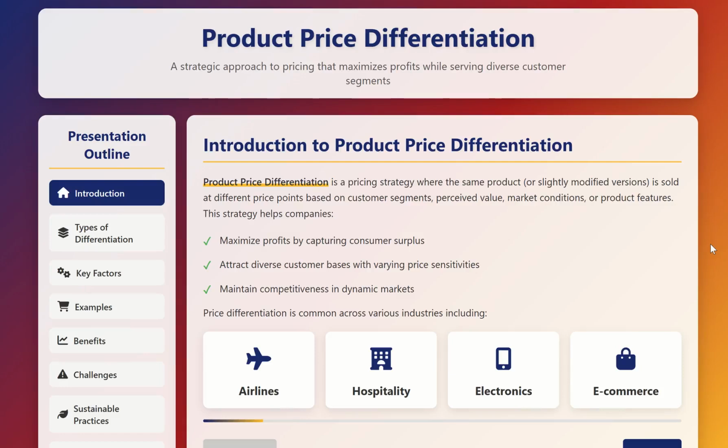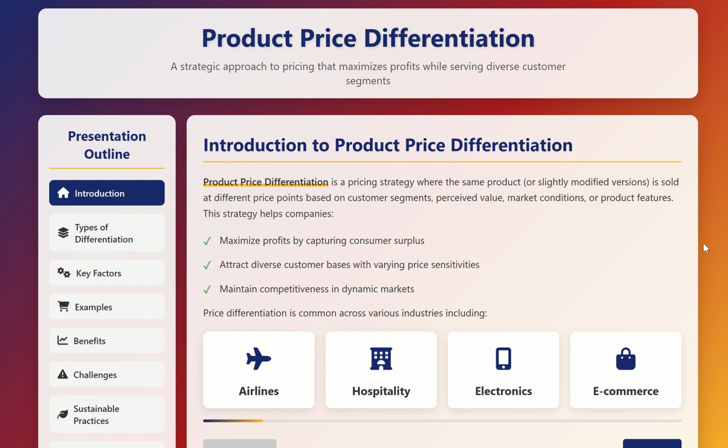Yes, welcome to this episode on what you call product price differentiation. This is a strategic approach used for pricing for the purpose of maximizing profits while serving diverse customer segments. I just want to highlight, for people who are in business and technical sales, why product price differentiation is important for your business.